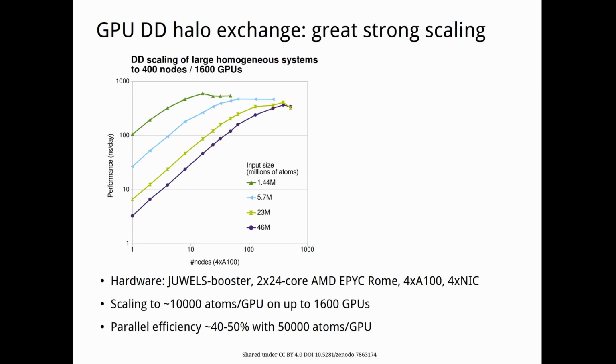This is a performance simulation of a large homogeneous ethanol system, where we wanted to evaluate the GPU domain decomposition halo exchange alone. Therefore, it's a reaction field system. We scaled up to 1600 GPUs, or approximately 400 nodes, with peak scaling at slightly under 10,000 atoms per GPU, and a parallel efficiency of 40 to 50% with only 40 to 50,000 atoms per GPU. So this is the key that allows you to get good performance.